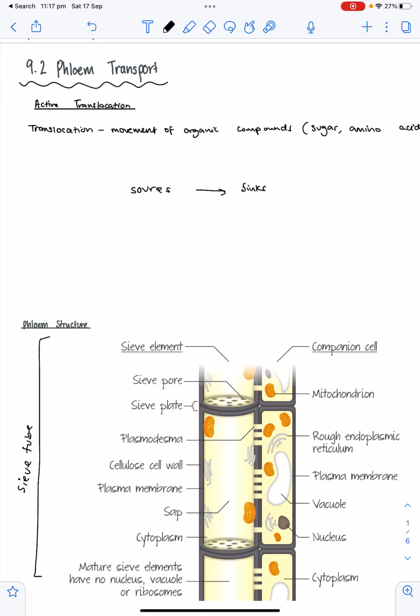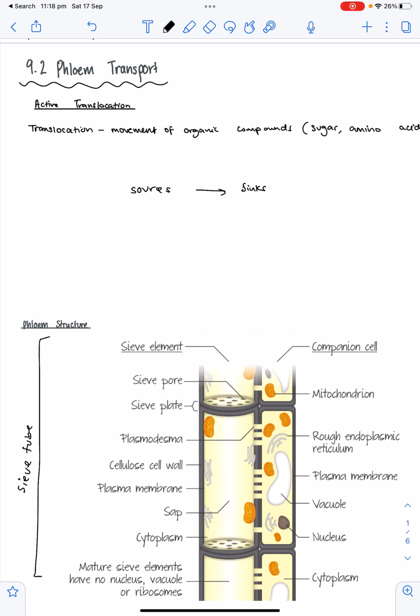However, sources and sinks can vary based on the plant's life cycle. So for example, when it's a seed and it's still very much developing, the source would actually be the cotyledon inside of the seed because that's where most of the nutrients are stored. And the sink would actually be the leaves, which are still growing and developing and are not able to photosynthesize and produce their own sugars yet, right? So in this way, translocation can be bidirectional because the source and sink locations are variable.